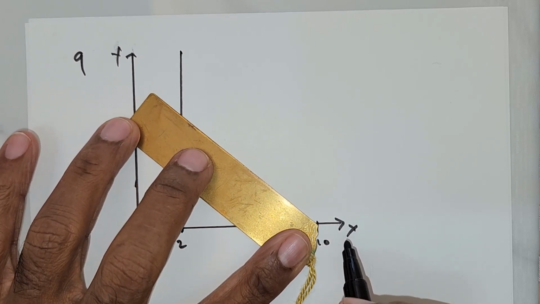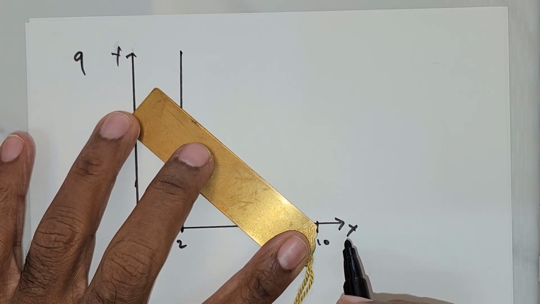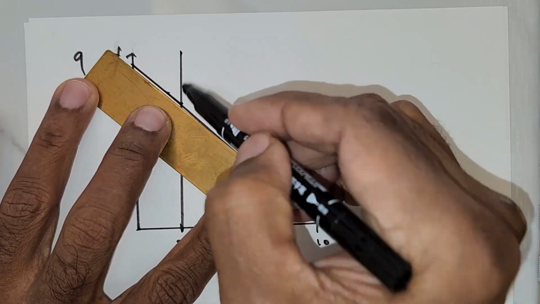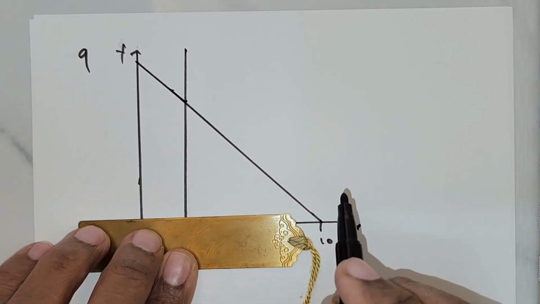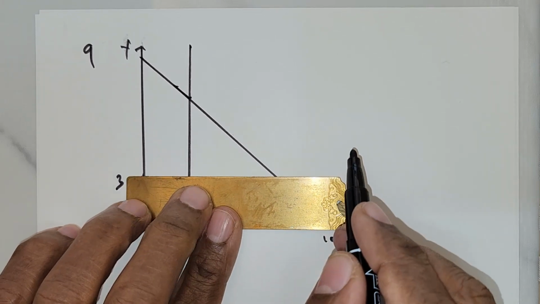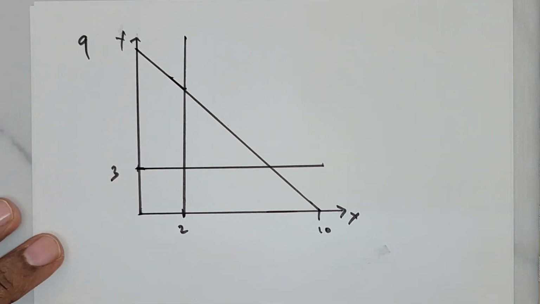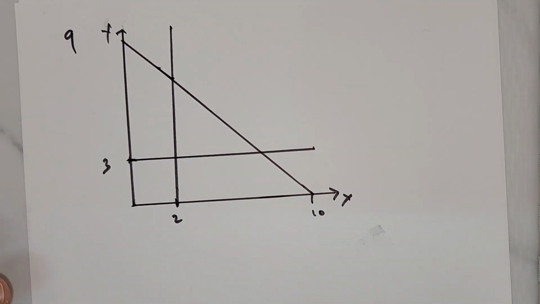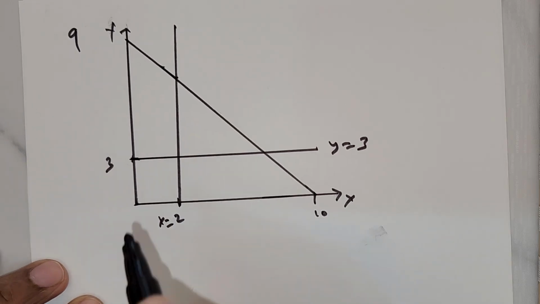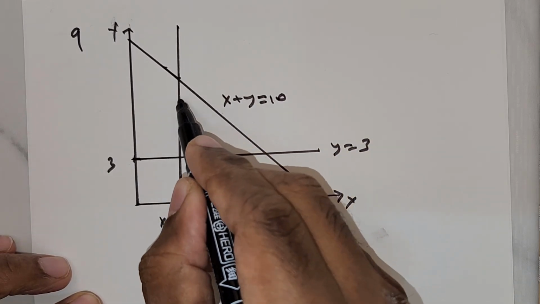there is a line that is actually moving up like this. And you have another line at this region. This is y is equal to 3 units. So this is the intersection that we have got. So this is going to be y is equal to 3, this is x is equal to 2, and this line is x positive y is equal to 10. So this is the shaded region.